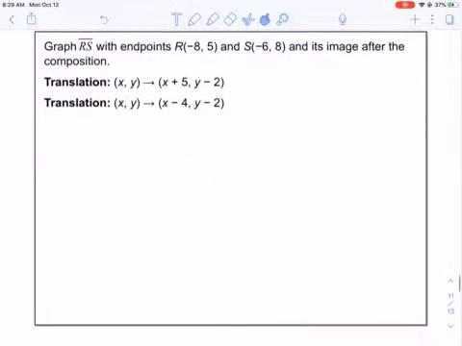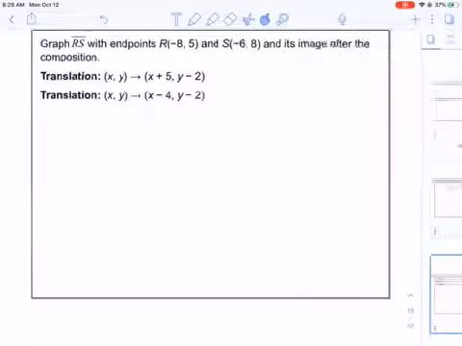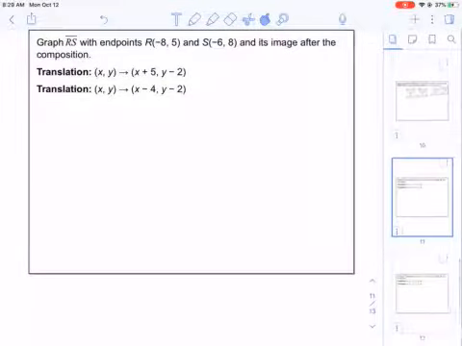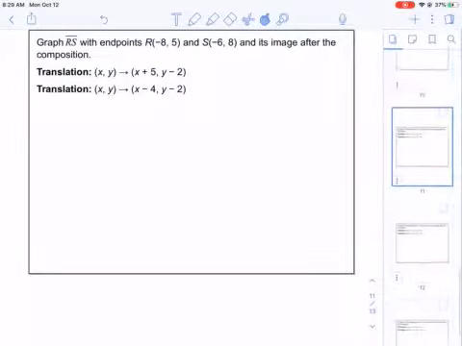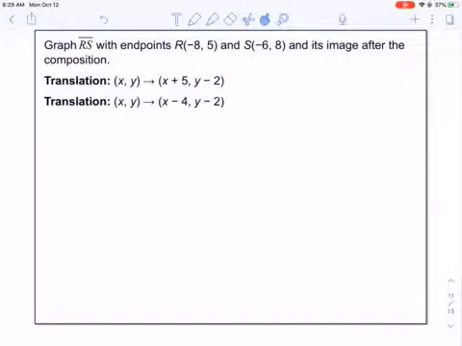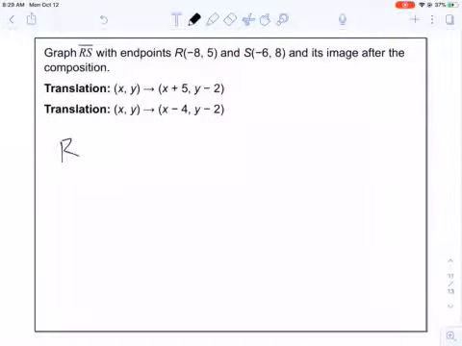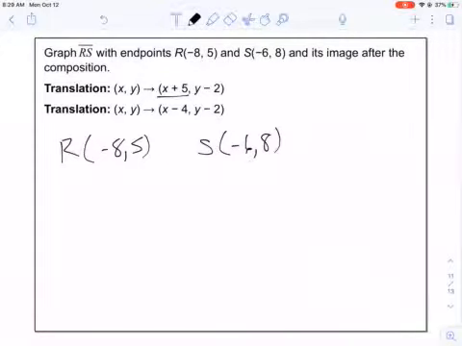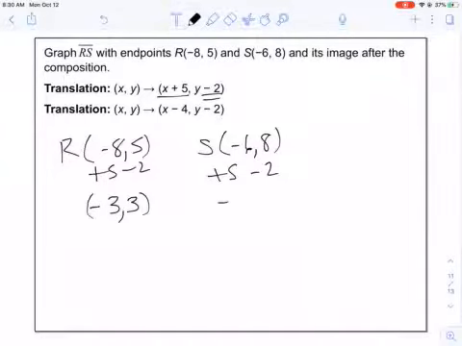All right, this time we have 2 translations happening. So we've got to make sure we look at that. And then we're about done. So I've got R, which is -8, 5, and S, which is -6, 8. Rule says add 5 to your x's, subtract 2 from your y's. So -3, 3, -1, 6. So that's R prime, S prime.